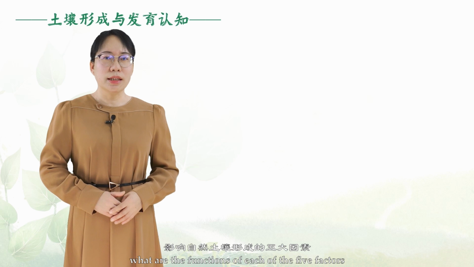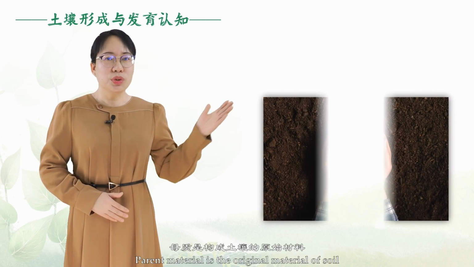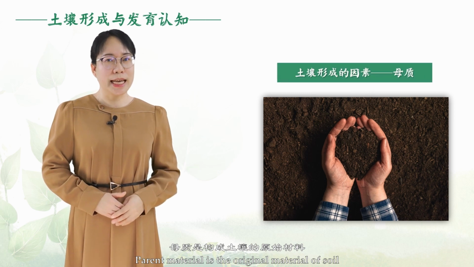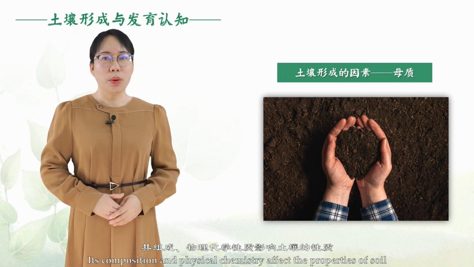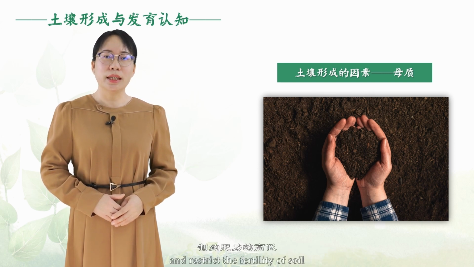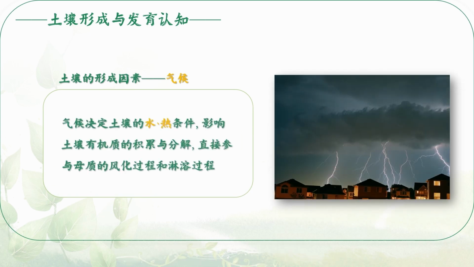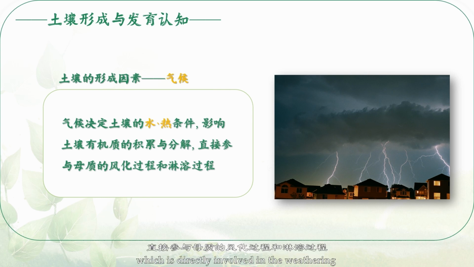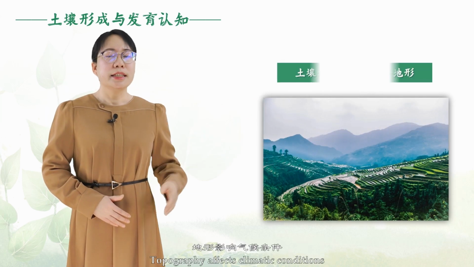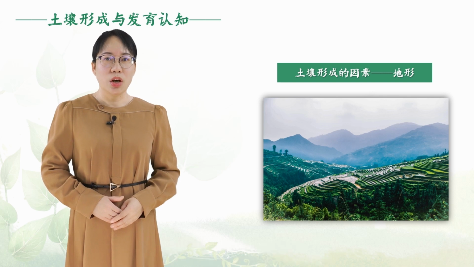So, what are the functions of each of the five factors that influence the formation of natural soil? Parent material is the original material of soil. Its composition and physical chemistry affect the properties of soil and restrict the fertility of soil. Climate determines the water and thermal conditions of the soil and influences the accumulation and decomposition of organic matter in the soil, which is directly involved in the weathering and leaching processes of the parent material. Topography affects climatic conditions and thus indirectly affects soil properties.